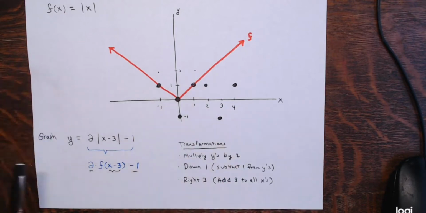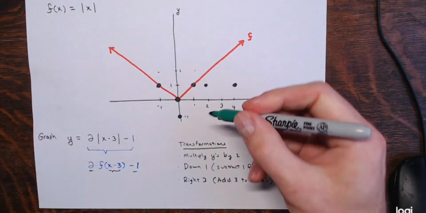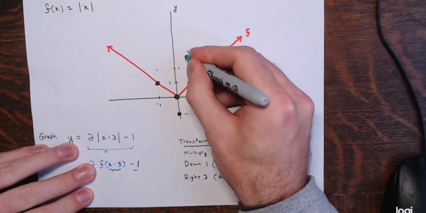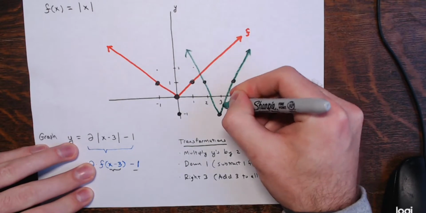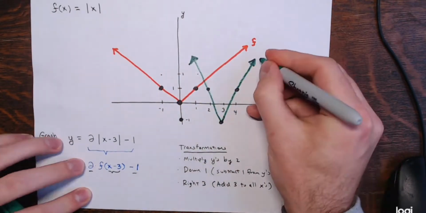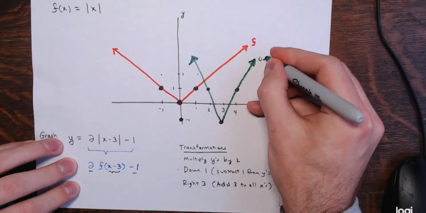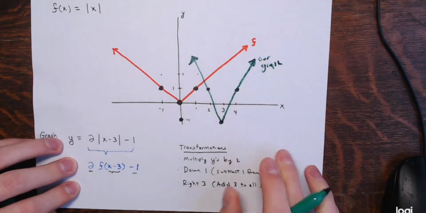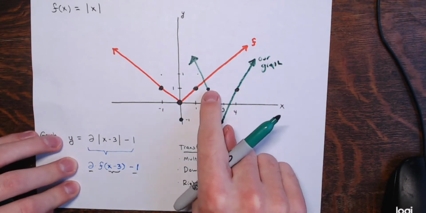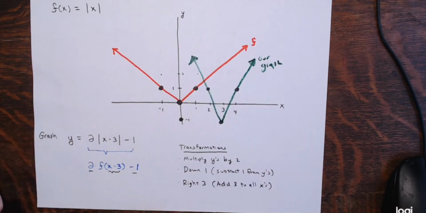Right? And then my final graph is these points. Oops, that's terrible. My hand shook. And there you go. There's our graph, the one they want. Our function. So you've got (3, -1), (4, 1), (2, 1).